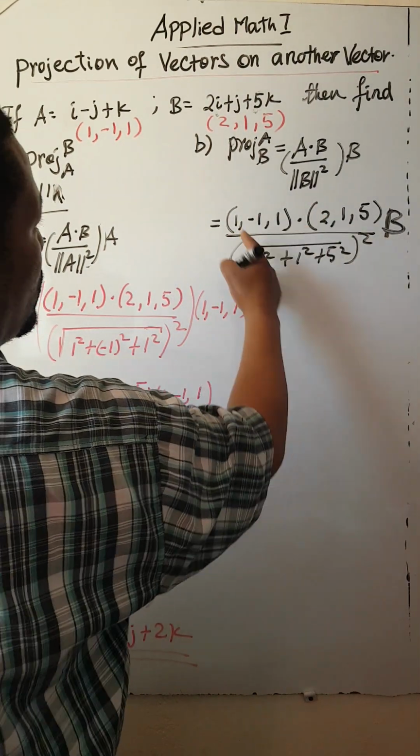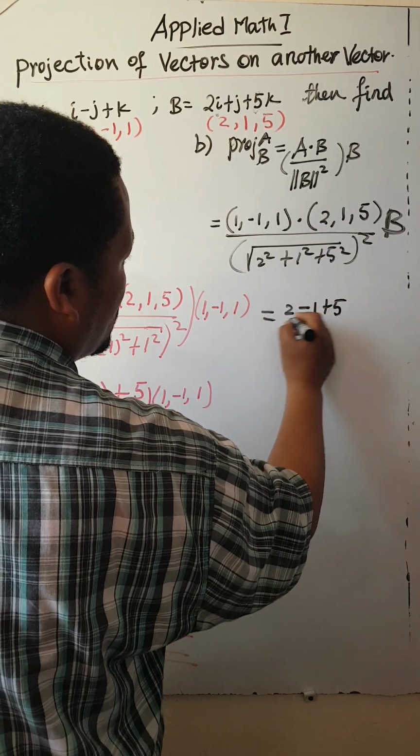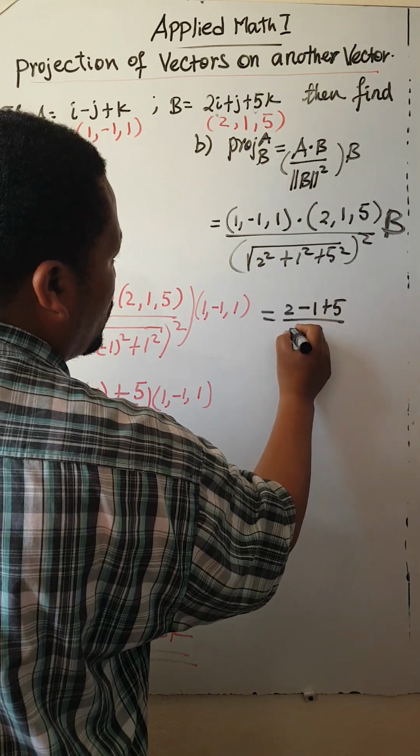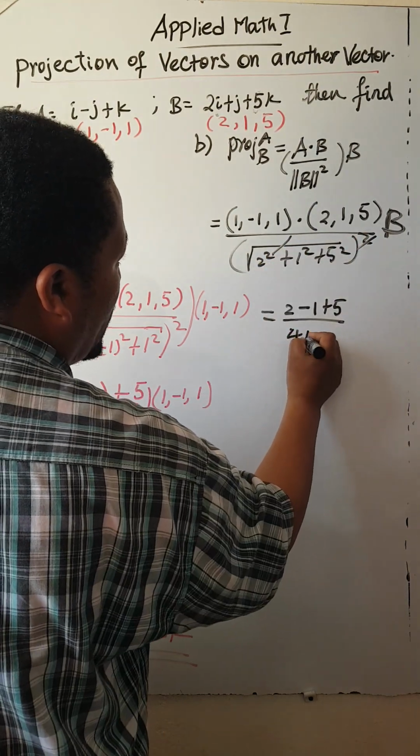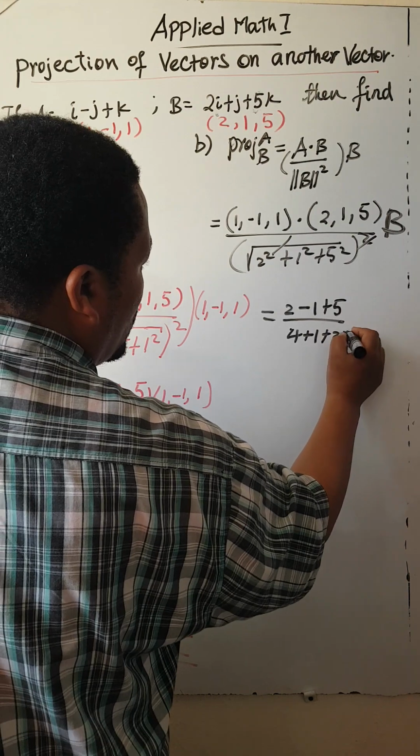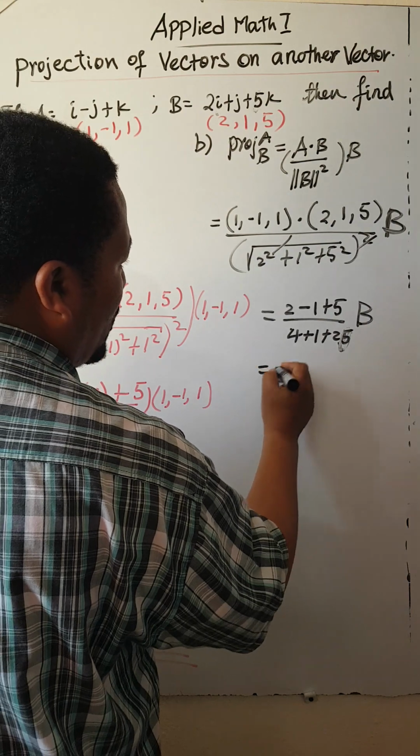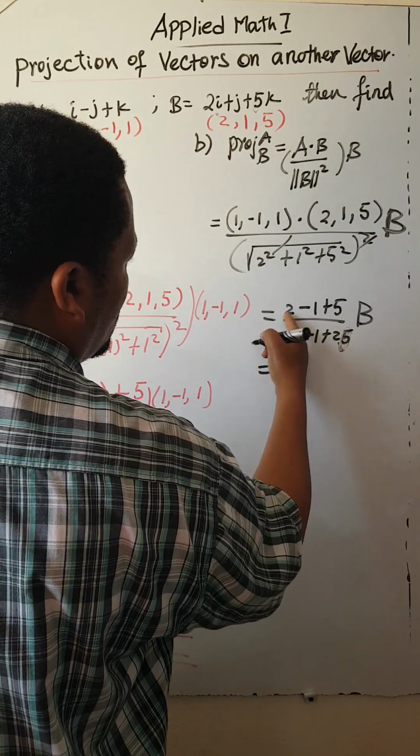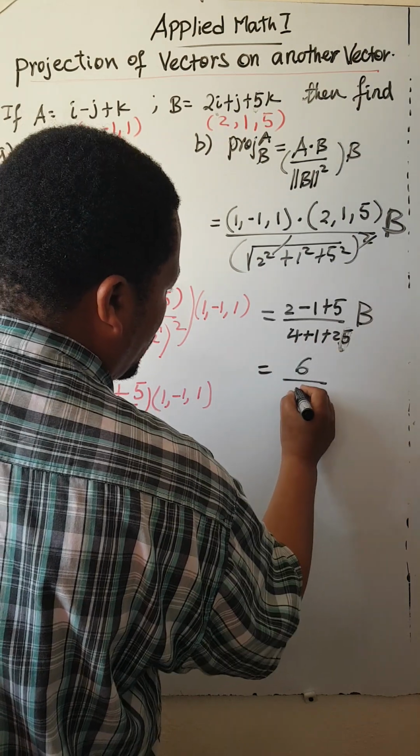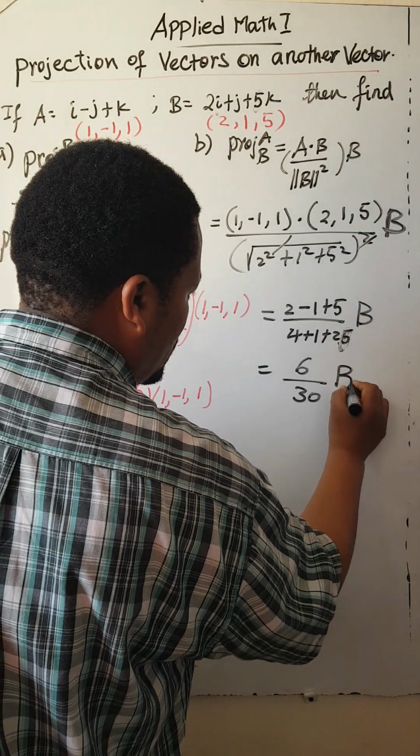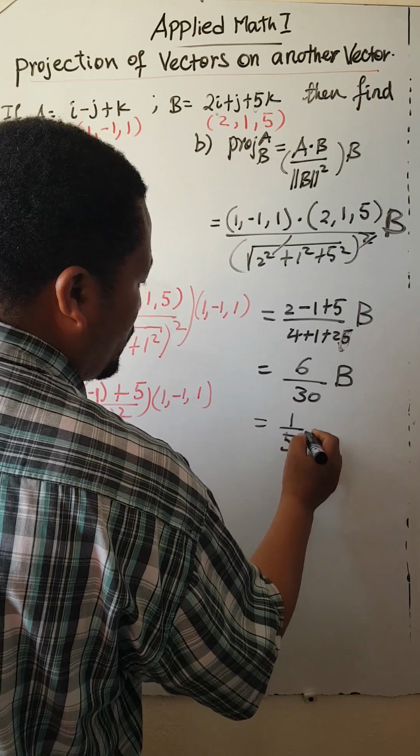ኦኬ this is 6: 1 times 2 is 2, minus 1 times 1 is 1, plus 1 times 5 is 5. Over square root of this, actually square root ጠፋልን። ስለዚህ ይሄን እንደምራለን 4 plus 1 plus 25 times vector B. This is equal to 6 divided by this sum, which is 30, times vector B. 6 over 30, this is 1 over 5 times vector B.